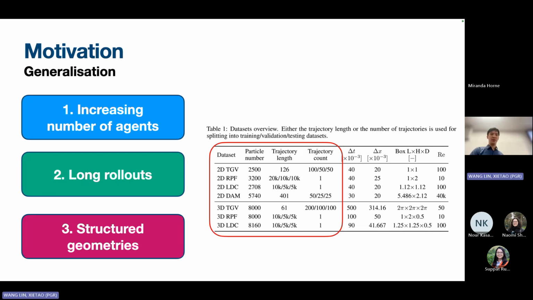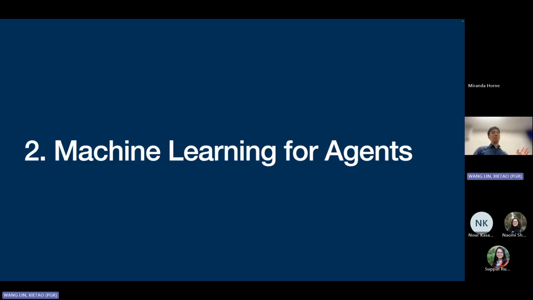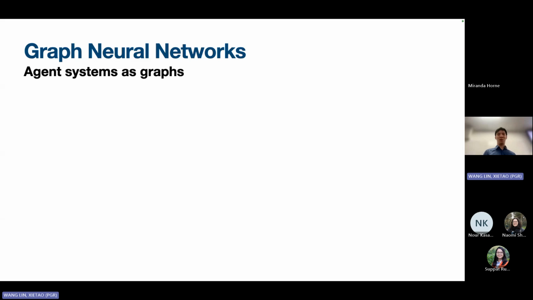Okay. And now for the actual methods. Surprisingly, the main method for agents here is graph neural networks, which haven't been seen much outside of, like, social networks, but it has been used here apparently.